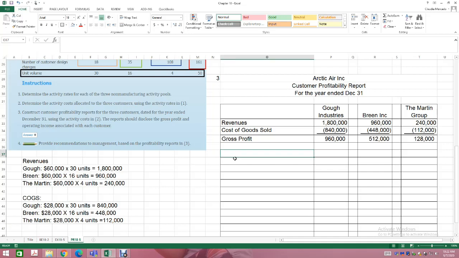Now we have our selling and admin activities. These are the ones that we're going to allocate to the 3 customers. And we've got 3 different types of activities. We've got customer service, we've got project bidding, and we've got engineering support. And then we can get our total.